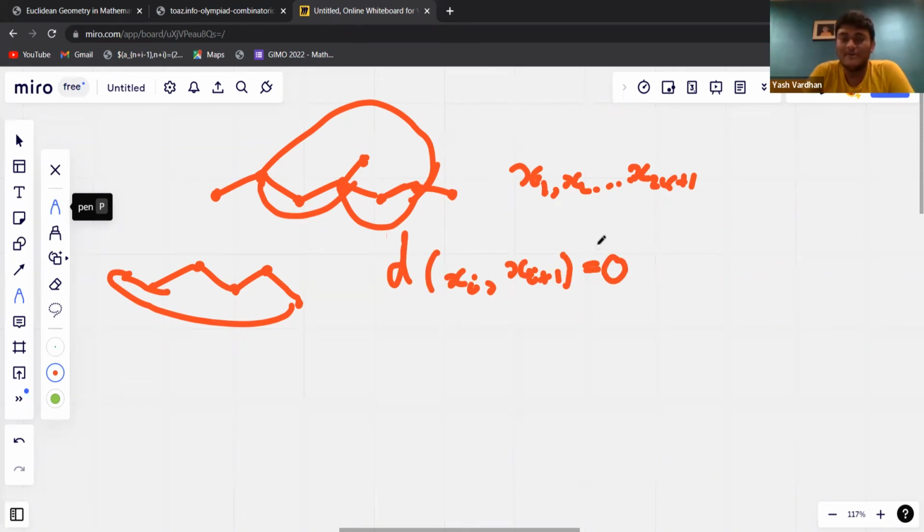I'll just work in mod 2, so I'll just write it equal to 1. So we want to bring a contradiction, because by the problem statement this is a very nice case. Obviously there must exist an odd cycle in here. So we should try to somehow think of distances.